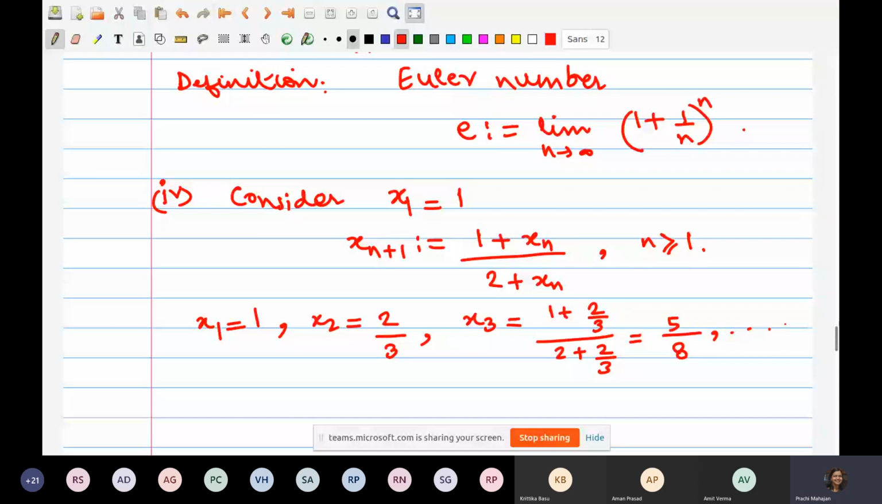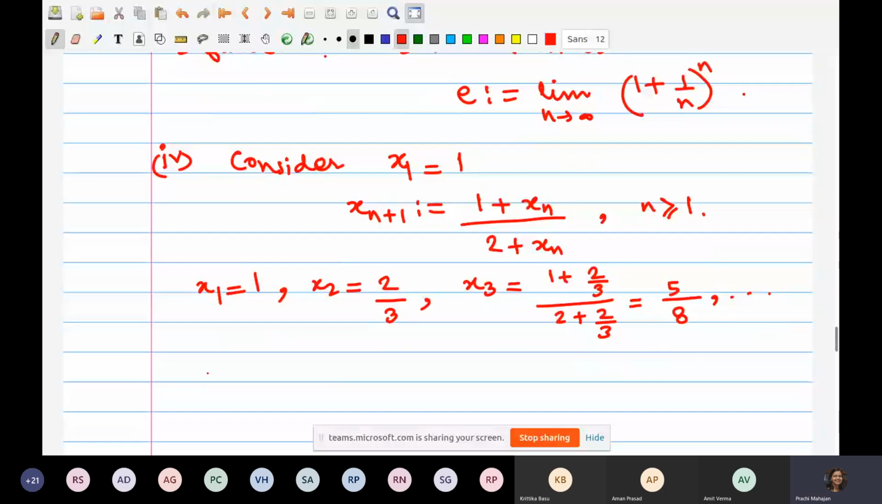So the first thing is to note the following. This is my claim: the sequence xn is decreasing. You already see that. x2 is smaller than x1. x3 is smaller than x2. In fact, this is a pattern. So I say that x_{n+2} is strictly less than x_{n+1}.